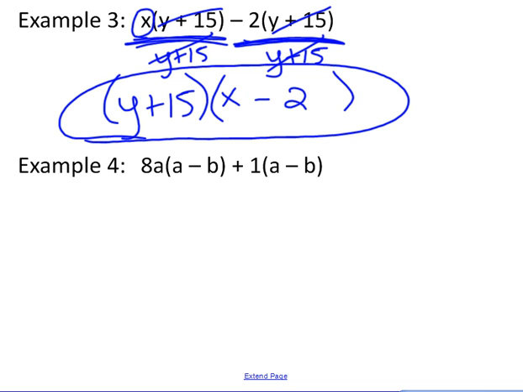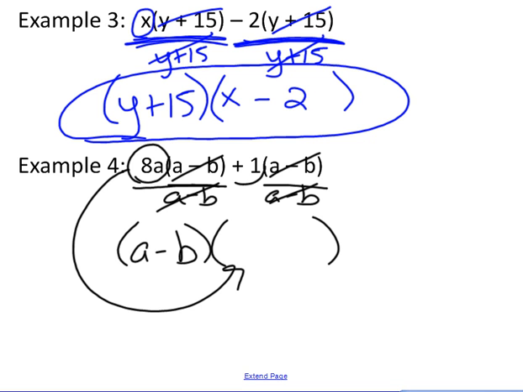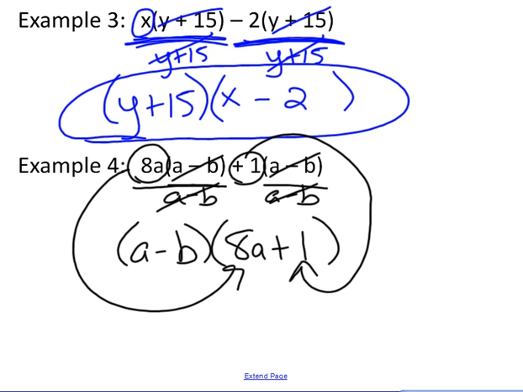Example 4, what I'm looking for is what they have in common. Notice they both have an a minus b, so I'm going to divide it out, or factor it out, and check to see what's left over. If I divide out an a minus b, I'm left with 8a and a positive 1. A minus b times 8a plus 1.